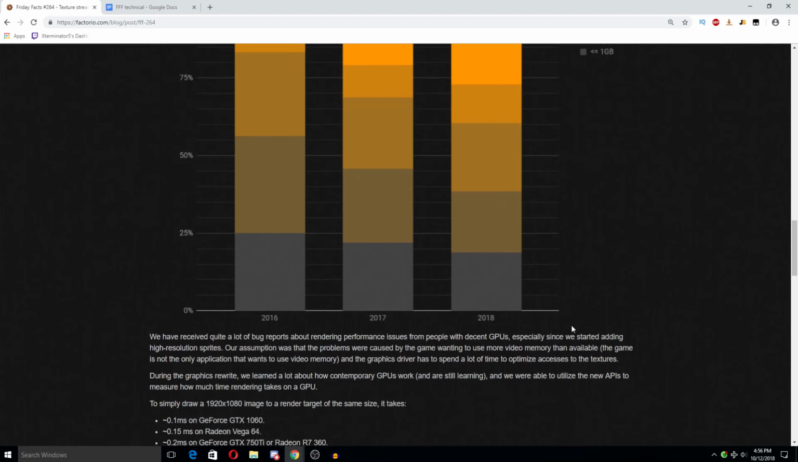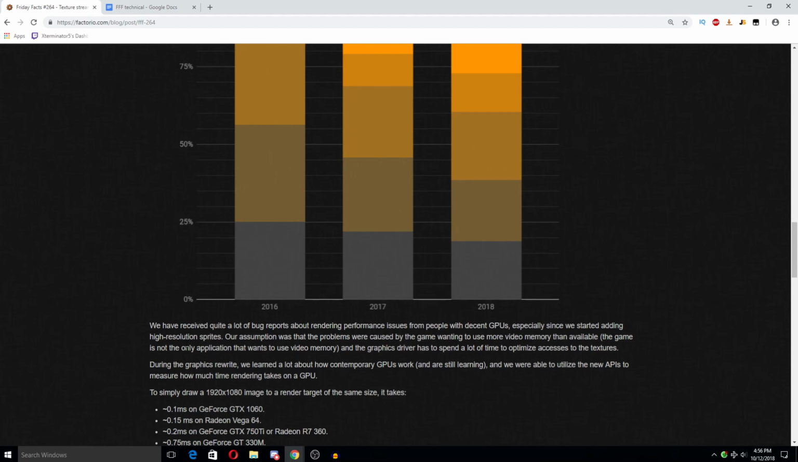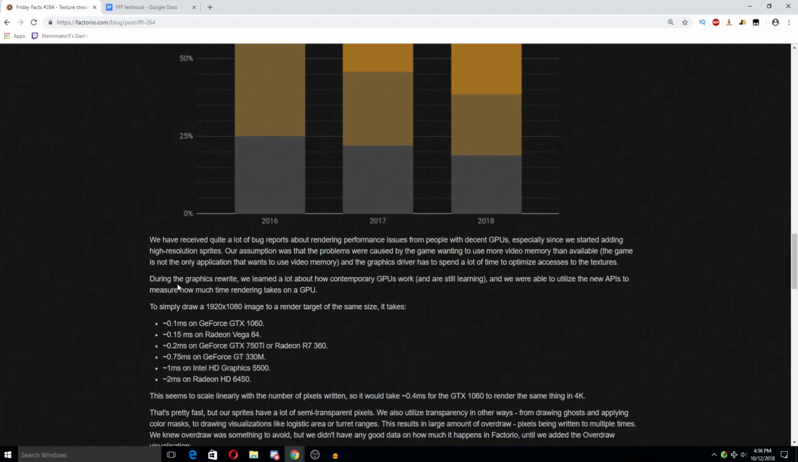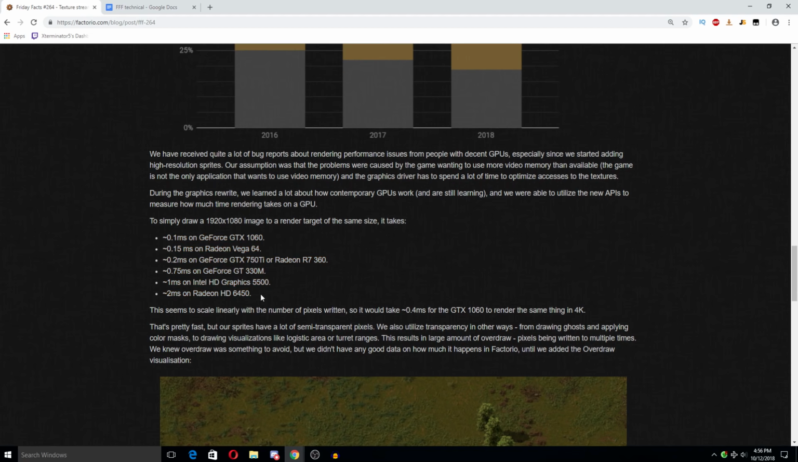Yeah. So we have received quite a lot of bug reports about rendering performance issues from people with decent GPUs, especially since we started adding high-resolution sprites. Our assumption was that the problems were caused by the game wanting to use more video memory than available. The game is not the only application that wants to use video memory, and the graphics driver has to spend a lot of time to optimize accesses to the textures. During the graphics rewrite, we learned a lot about how contemporary GPUs work and are still learning, and we were able to utilize the new APIs to measure how much time rendering takes on a GPU. To simply draw a 1920 by 1080 image to a render target of the same size, it takes these amount of times on these GPUs.